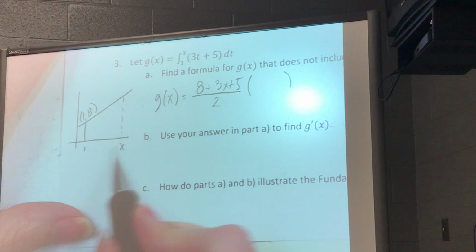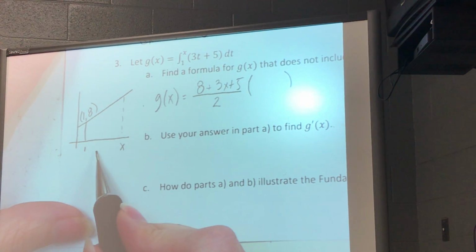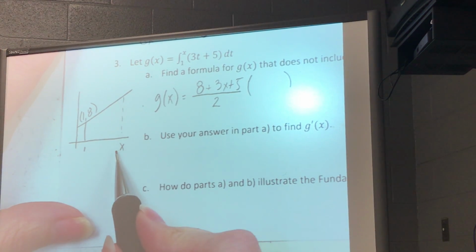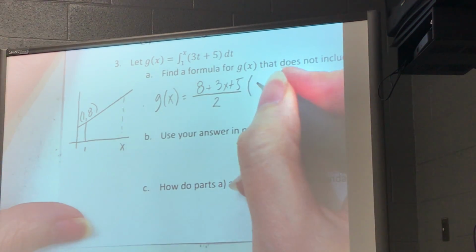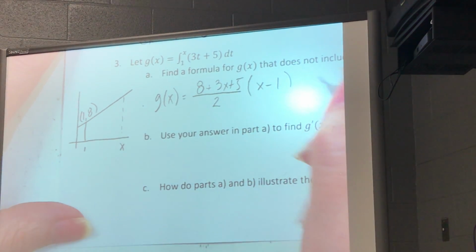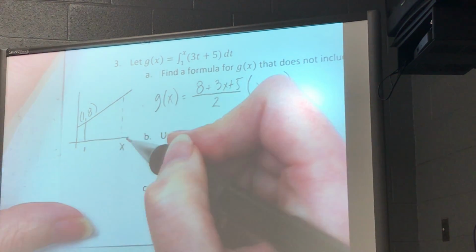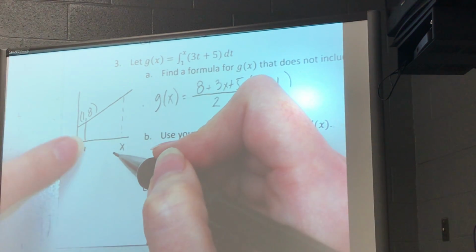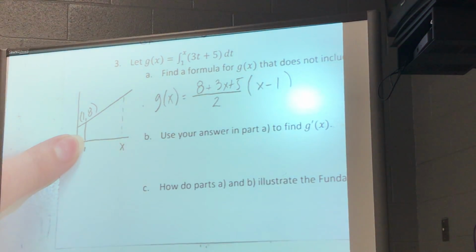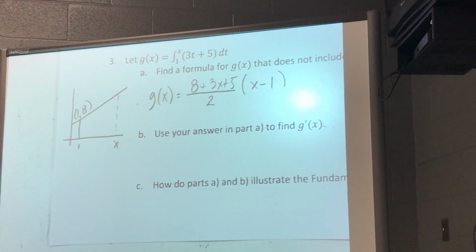Okay, so what is this distance? Technically the height, I think of it like the width. x minus 1. Yes. So this whole distance is x. Take away the distance that's 1. That gives you x minus 1. I keep wanting to say it backwards.